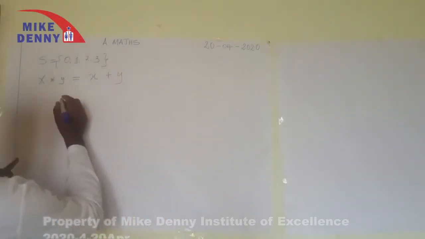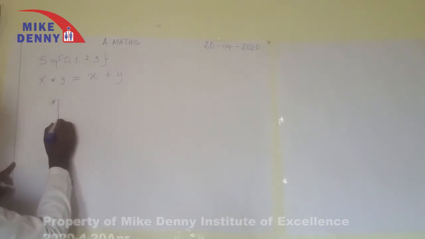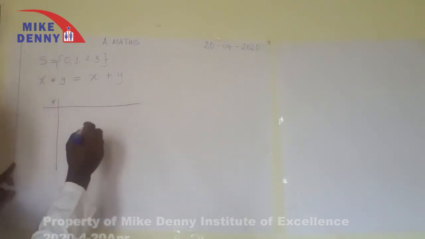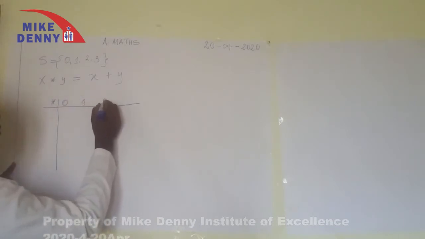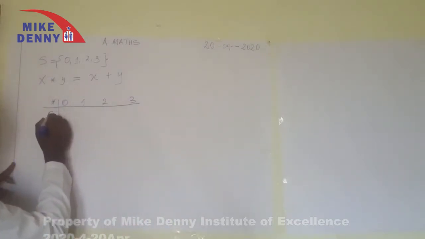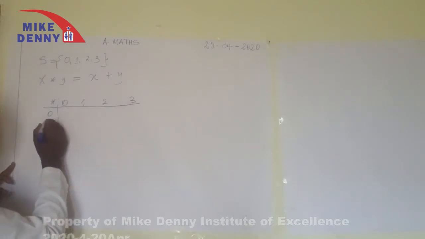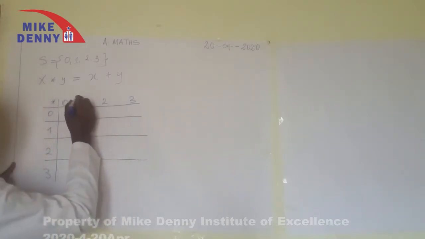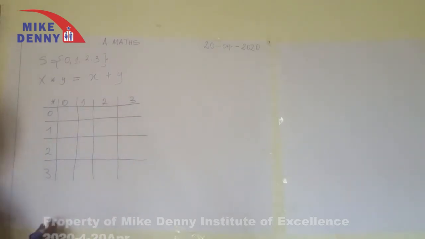You have your operation here, star, and I have my vertical line. Here I have my horizontal line, and I will now fill in the numbers: 0, 1, 2, and 3. I'm filling both vertically and horizontally. So here you have 0, 1, 2, and 3. Now the row and column lines separate the numbers. I'm done with that.